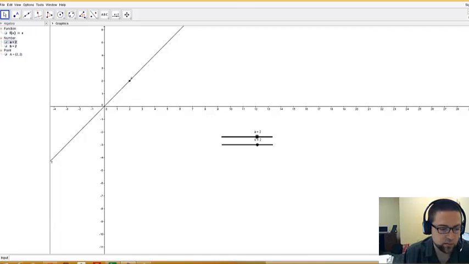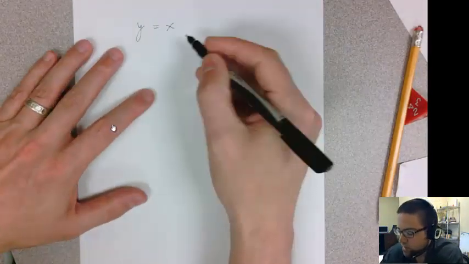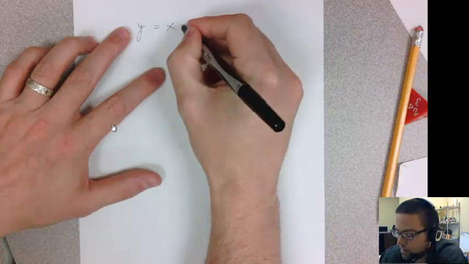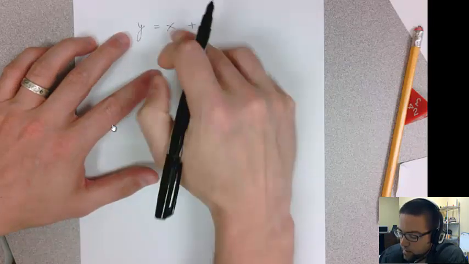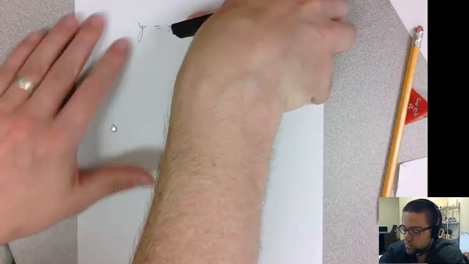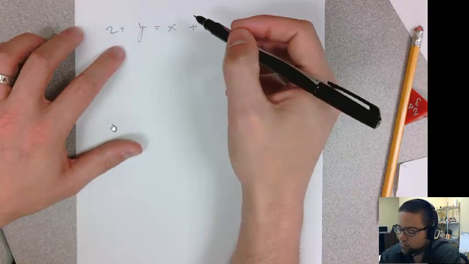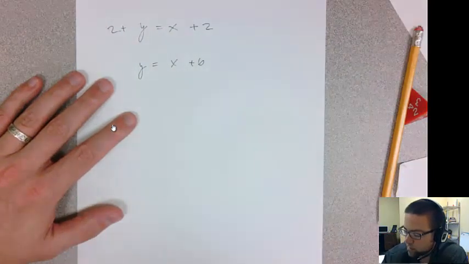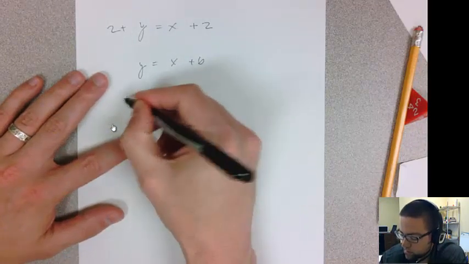So let's go over to the paper and talk about that. We start out with something like this: y is equal to x. If I want to increase the y value by 2, I would add 2 to this side, right? So this is how I increase the y value by 2. And if I want to increase the x value by 2, if I did nothing else, I would add 2 to this side, right? So now let's change that: let's increase the y value by b, and let's increase the x value by a.